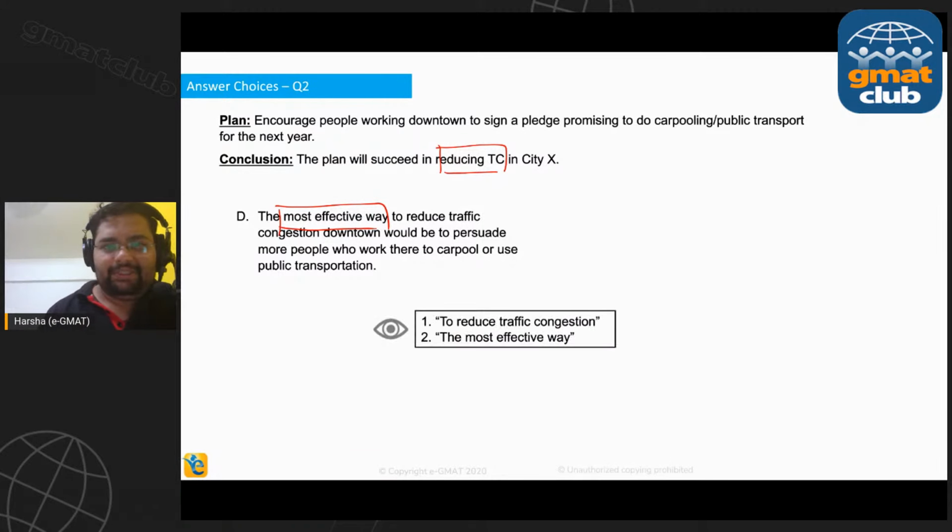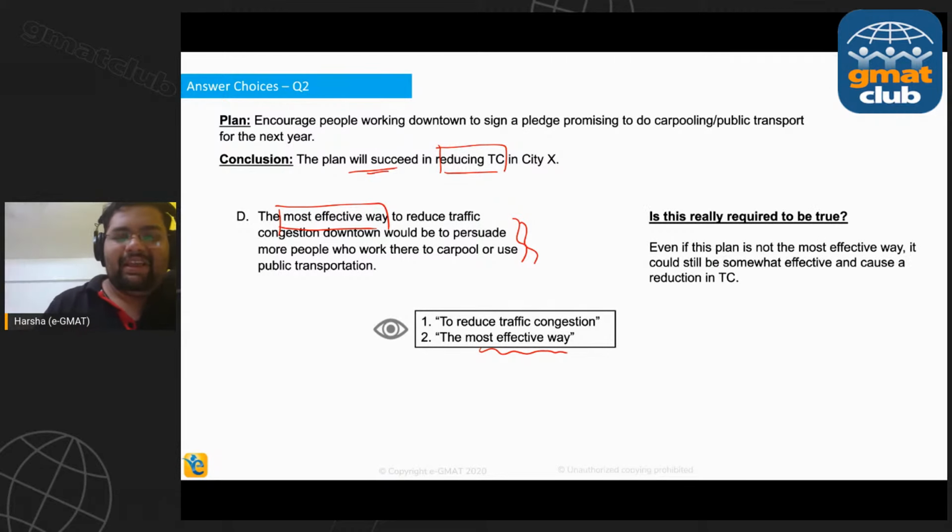So here's the problem with option D. Do you need this way to be the most effective way? What this is describing, as you realized, is this particular plan only. But do you really need this to happen? The answer is no. Even if it's not the most effective way, even if it's just moderately effective in reducing traffic congestion, your plan is a success. Your conclusion is holding true.